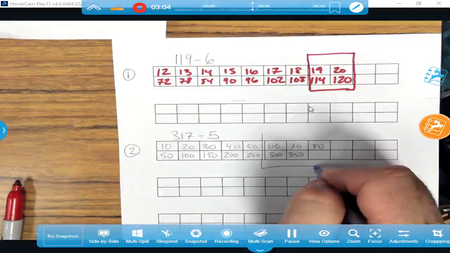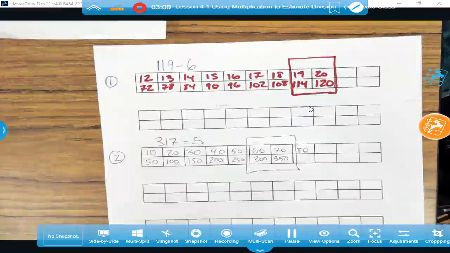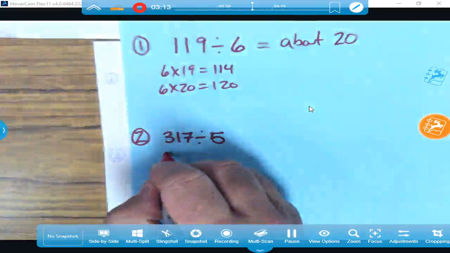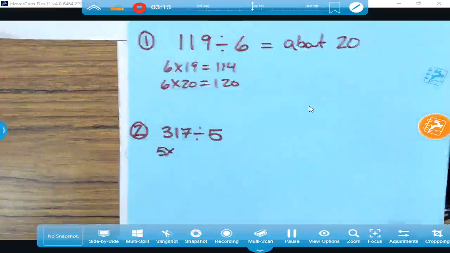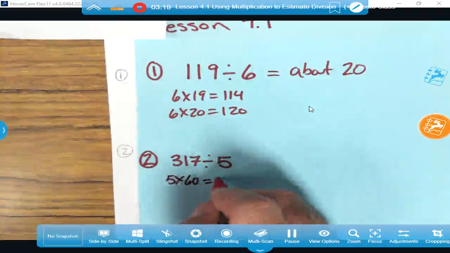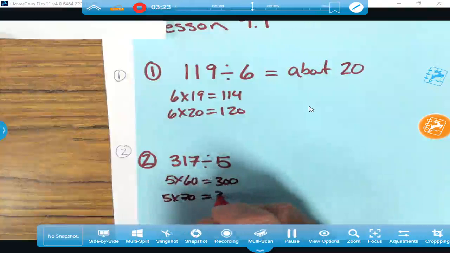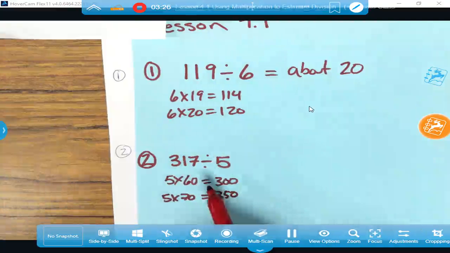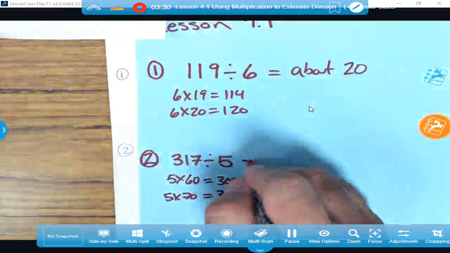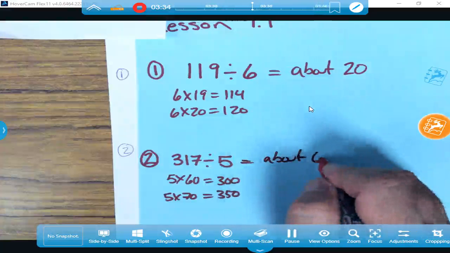So here are my two numbers, 60 and 70. So I know that 5 times 60 is 300. 5 times 70 is 350. Well, looking at this, 315 is closer to 300, so my answer is about 60.